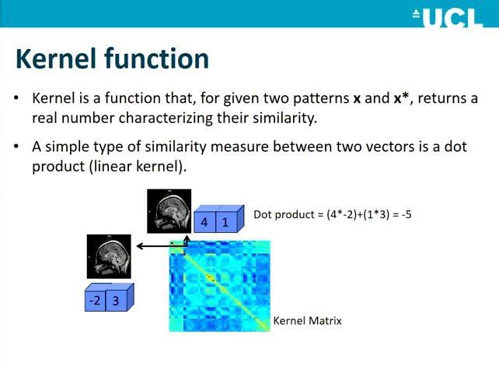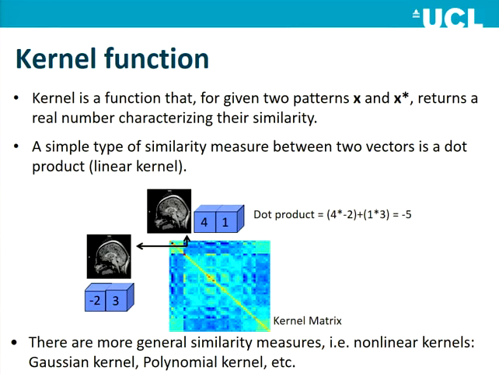And here I'm talking about the dot product as a linear kernel, but there are other, more general types of similarity measures that are nonlinear, such as the Gaussian kernel and the polynomial kernel. One way of thinking about what these nonlinear kernels do is that they map the data into a higher dimensional space. So far, there is little evidence that they are advantageous for neuroimaging data, because neuroimaging data is already in a very high dimension.